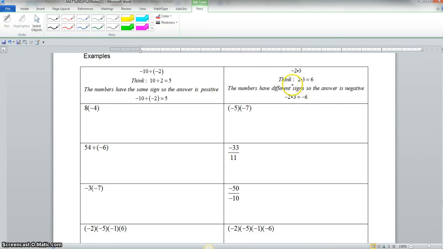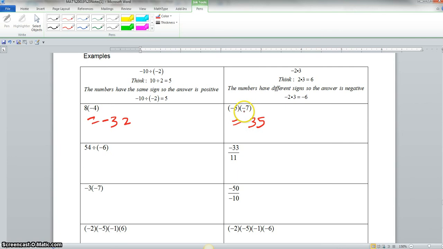Now, the difference between these problems and addition and subtraction is it doesn't matter if the higher or lower number has the opposite sign. As long as one of them has the opposite sign and the other is positive, your answer is going to be negative. So now let's take a look here. We have a positive 8 times a negative 4. So we know 8 times 4 is 32. But since one of these numbers is negative, it'll be a negative 32. Now we have a negative 5 times a negative 7. So we think 5 times 7, which is 35.